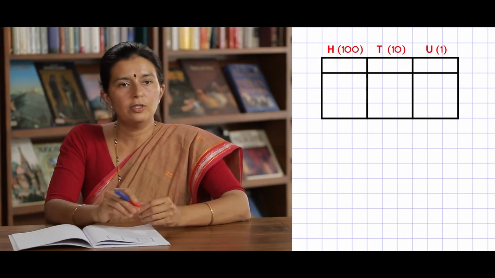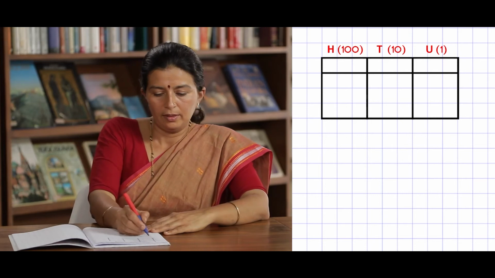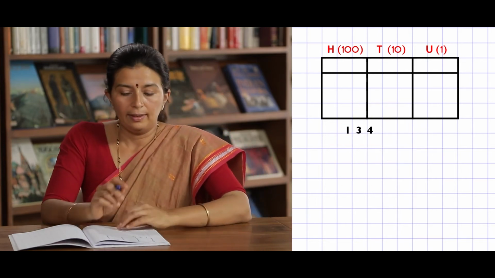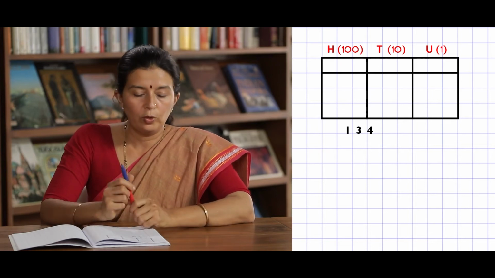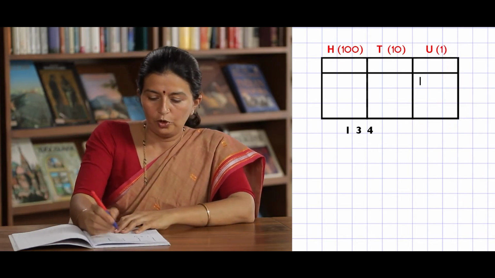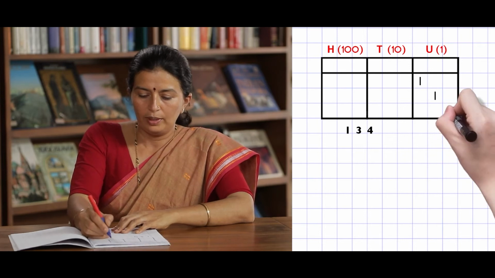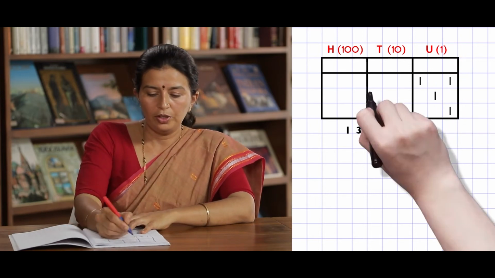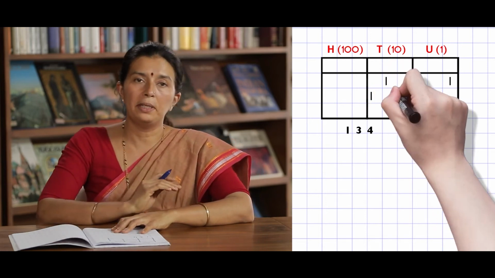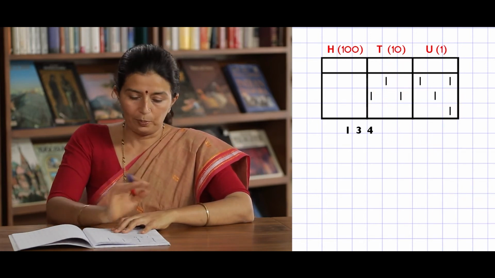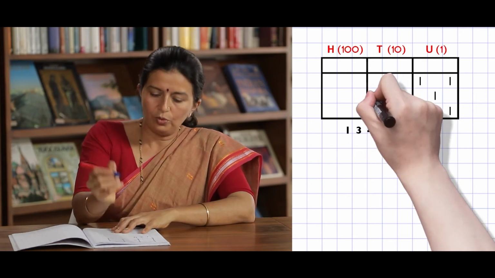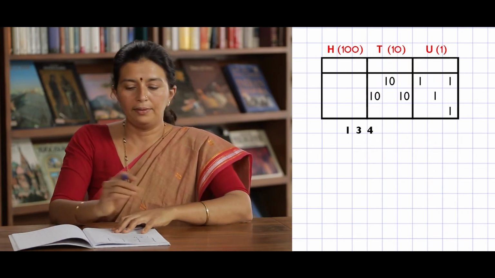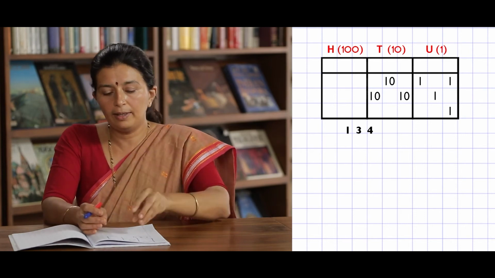Now, give me one 3-digit number. 134, okay? Now, in 134, we have 4 units: 1 unit, 2 units, 3 units, and 4 units. In tens place, we have 3 tens: 1 ten, 2 ten, 3 tens. That is wrong. Here it should be written 10, 20, 30. What is explained through the story?